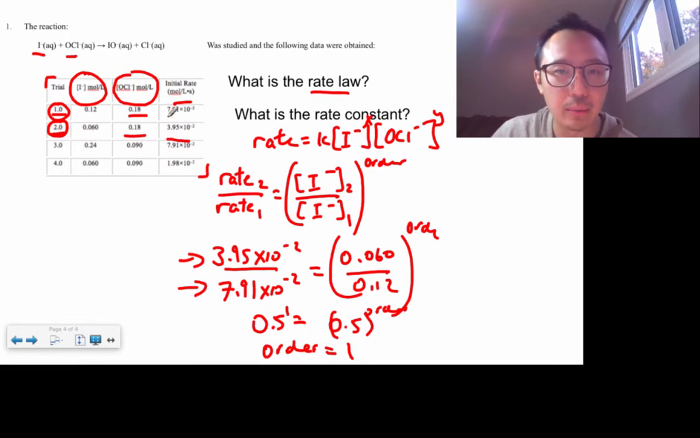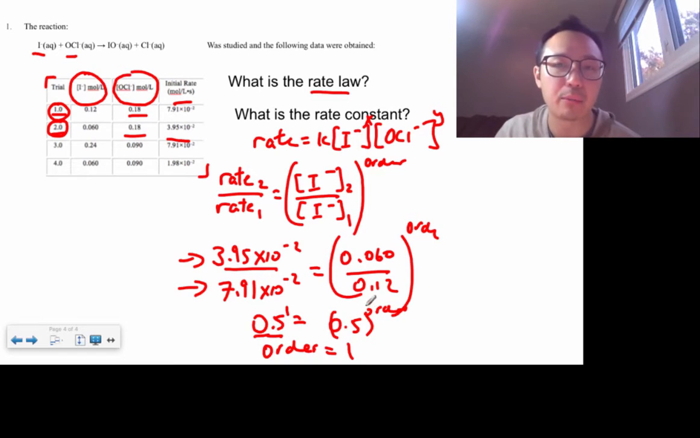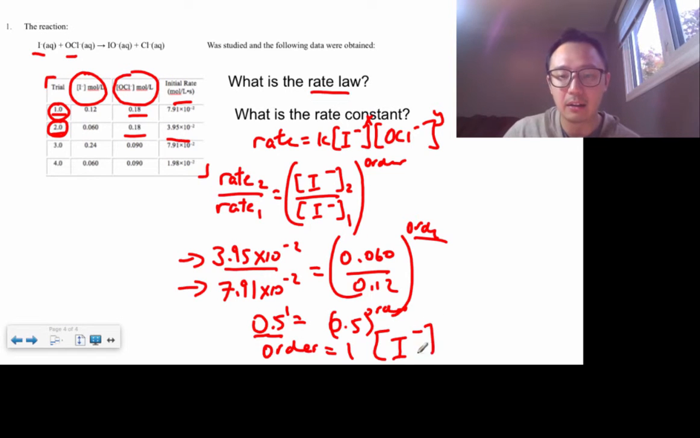I don't always have to use the higher trial divided by the lower trial. What I want to do to make my calculations easier is actually use the bigger number divided by the smaller number, because then you just get a whole number. Otherwise you have this decimal number, which sometimes could be difficult to determine the order. So that's the order of my iodine ion.